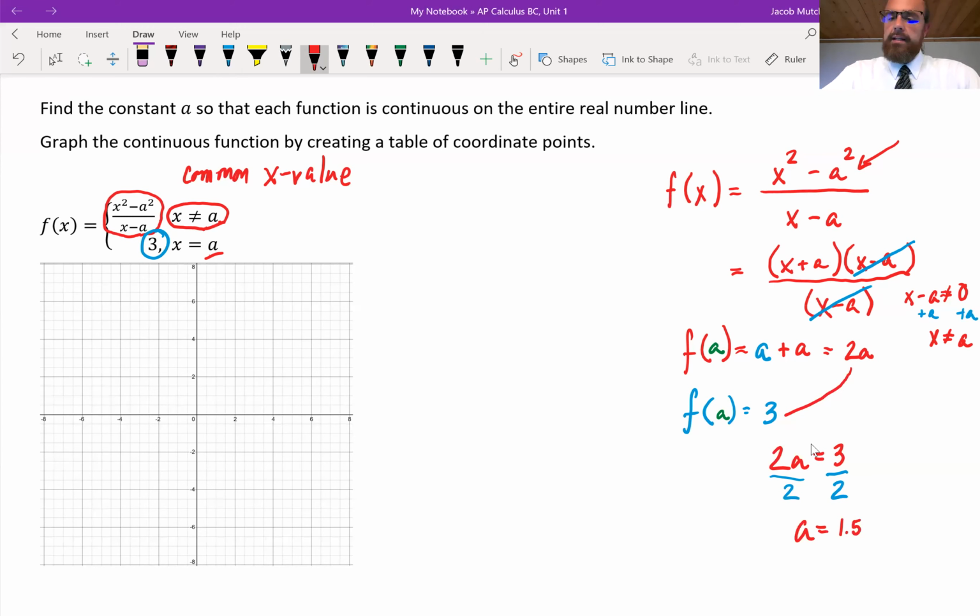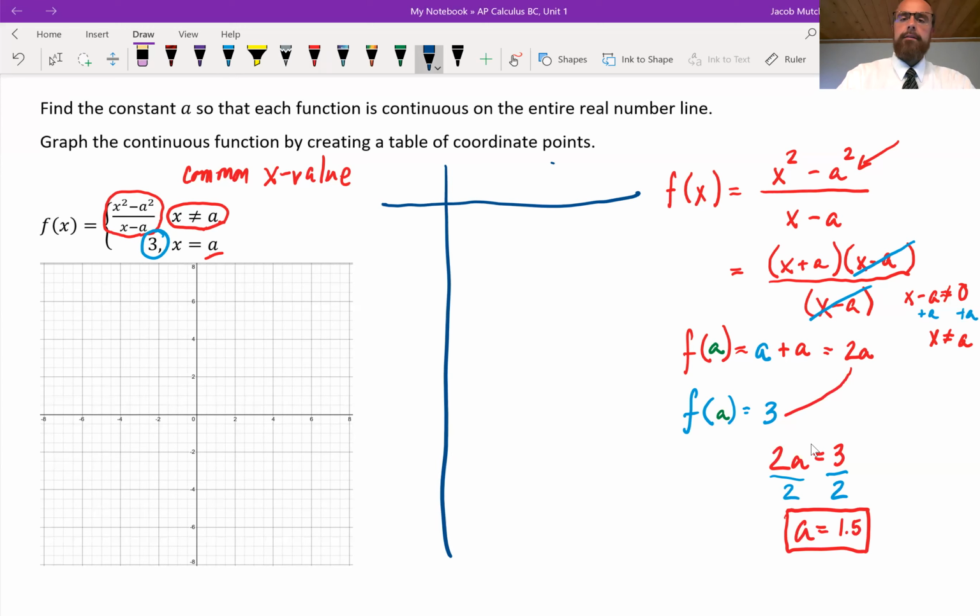So I'm going to box that. That completes that first task. Our second task is to graph it to prove that that 1.5 as a makes this function continuous. So to do so, let's make our threefold table.